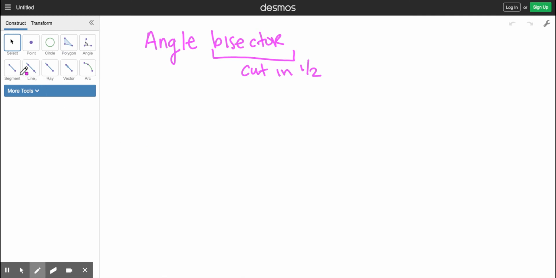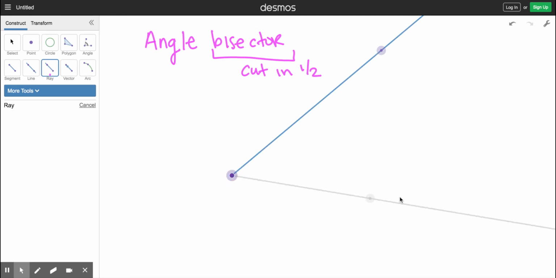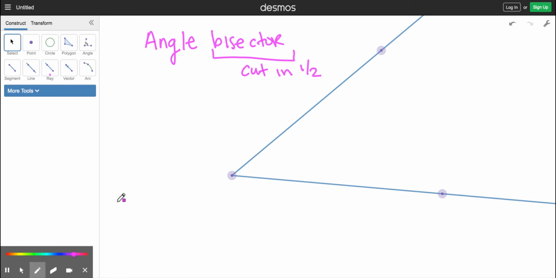So I need to start with an angle. I'm going to change to this. I could use the segment tool. I could use the ray tool, whatever floats your boat. So here's going to be my angle. And remember, I don't care how long this is. It keeps going. Think about these as arrows. Don't feel like these points are meaningful to us right now. What I'm going to start by doing, and maybe you remember that this point is called the vertex.